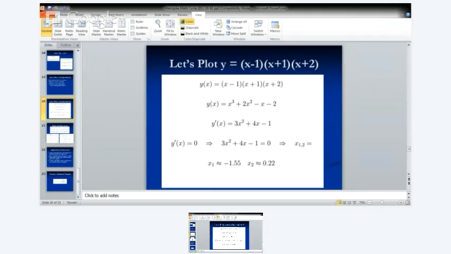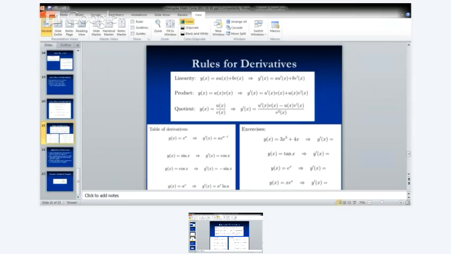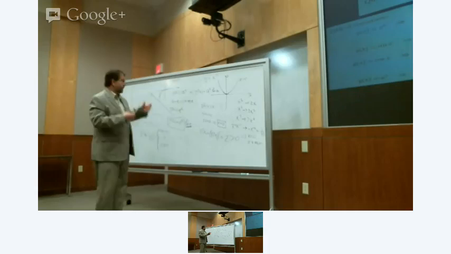So the first derivative has a bunch of useful rules. A function can be written as a weighted sum of some simpler functions. Like, for example, when we wrote our polynomials, we already used this linearity.